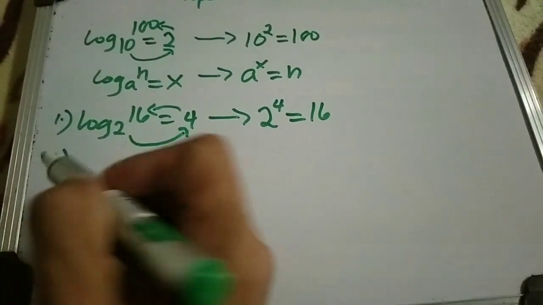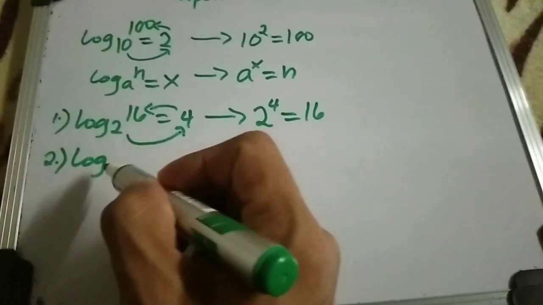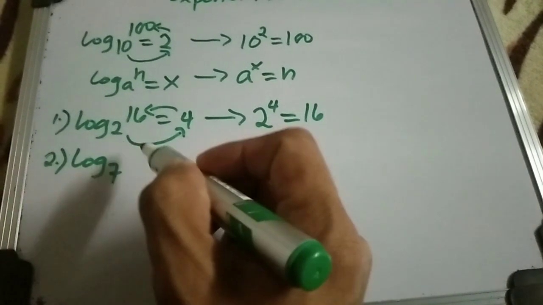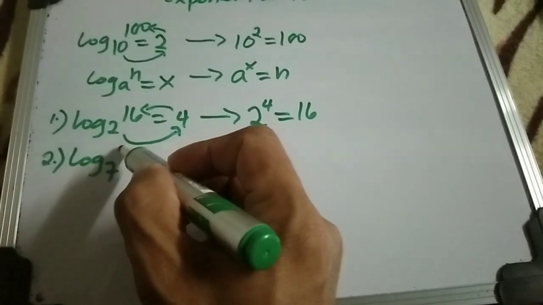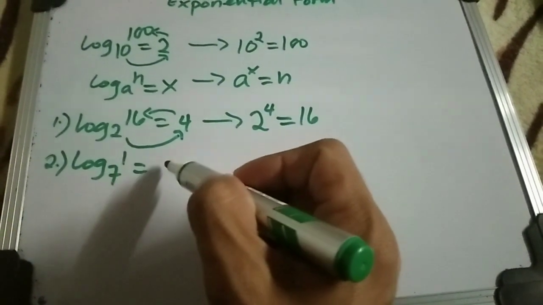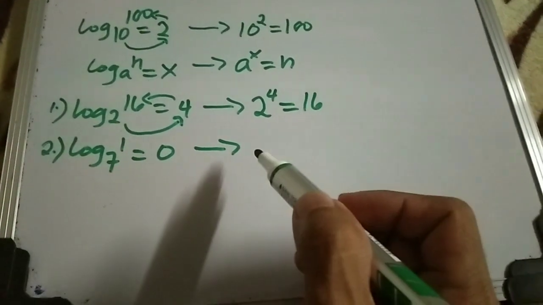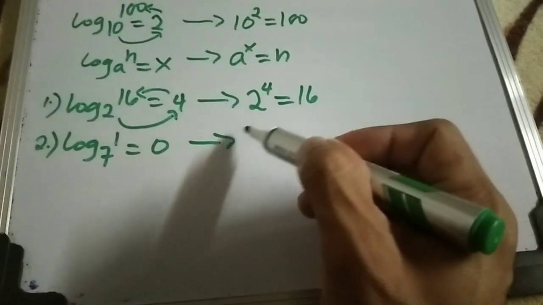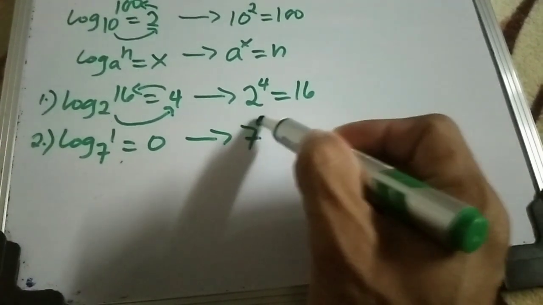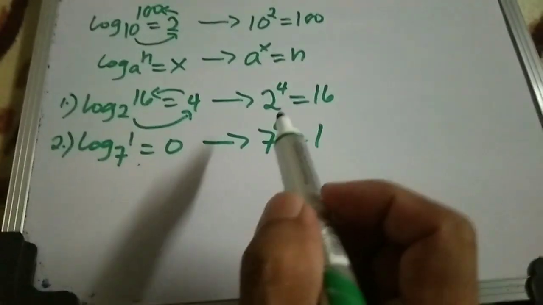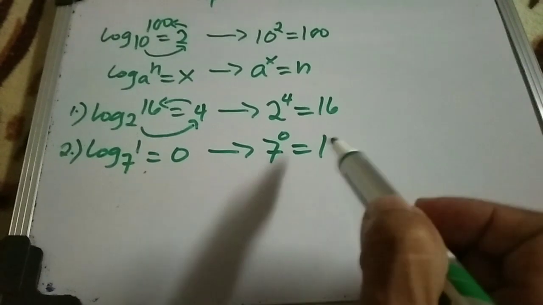Okay, number 2. Example. Let's have log of 7 of 1 equals 0. Okay? So, equivalent nito sa kanyang exponential form ay yung base ay yung 7. Then, the exponent is 0 equals 1. So, take note, any number raised to 0 exponents is always equals 1.